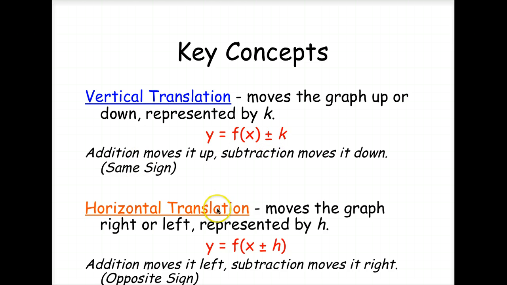However, we've got a horizontal translation. It's going to go in the opposite direction. Notice that h is grouped with x. It's inside the grouping symbol with it. So study the difference. That means the sign's going to go in the opposite direction than you think. If you see a positive sign, it's going to go left. If you see a negative sign, it's going to go right.